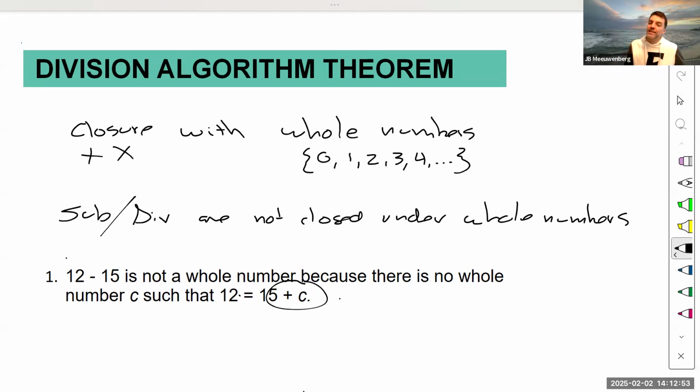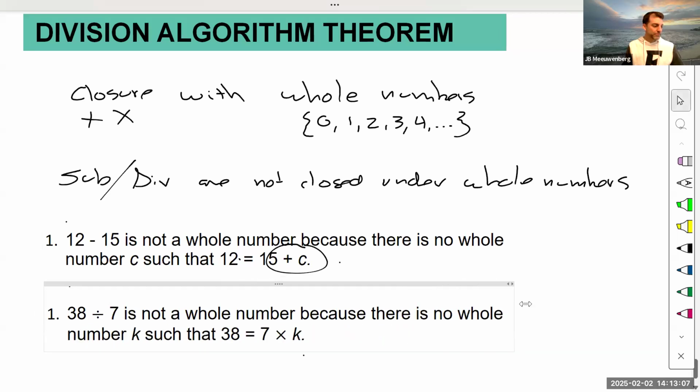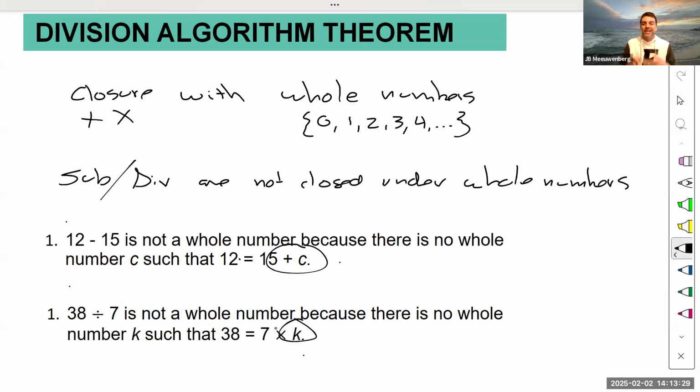Do you remember what our division definition was that we talked about earlier in this section? Remember, it used multiplication. And so here is an example showing that 38 divided by 7 is not a whole number because there's no whole number k such that 38 is equal to 7 times k, right? 7 times k is going to give you something other than 38. So this number doesn't exist as a whole number. So that shows us that division is not closed under the whole numbers.